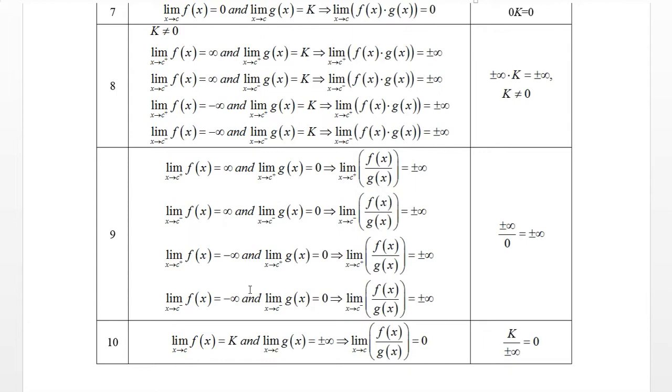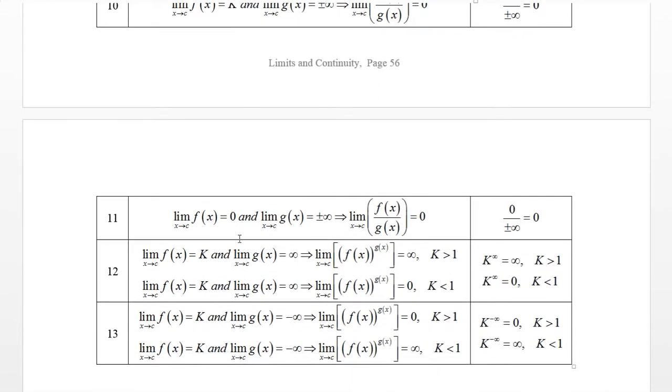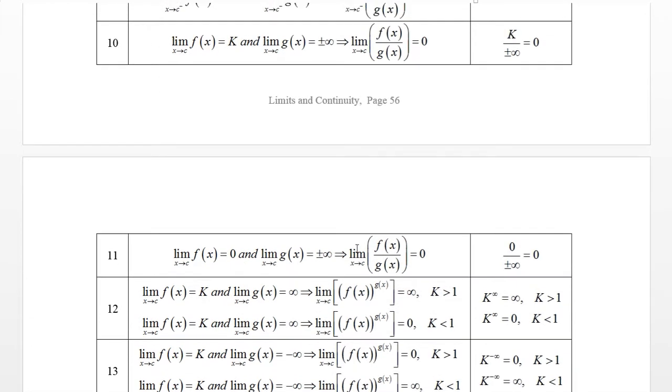Okay, but all these are variations of that same thing. This next one says if f of x is approaching k when you take the limit as x goes to c, and g of x is going to infinity, where the numerator is going to some real number and the bottom is going to infinity, the whole thing is going to go to 0. And the next one says if the numerator is going to 0 and the denominator is going to plus or negative infinity, the whole thing is going to 0. That works up here. It's a special case of this one up here, just when k is 0.